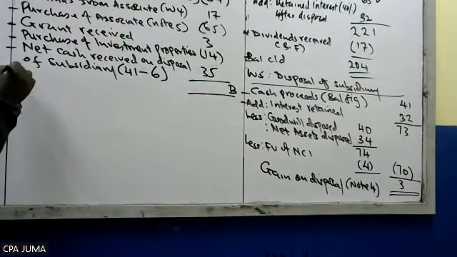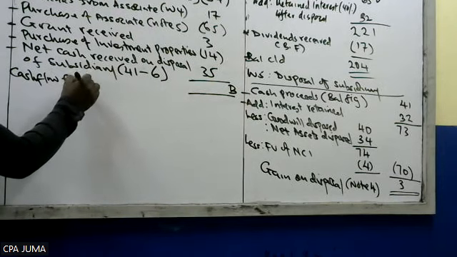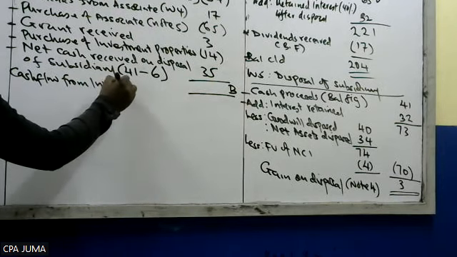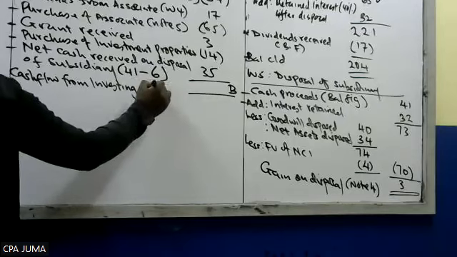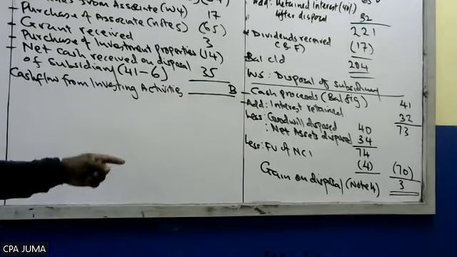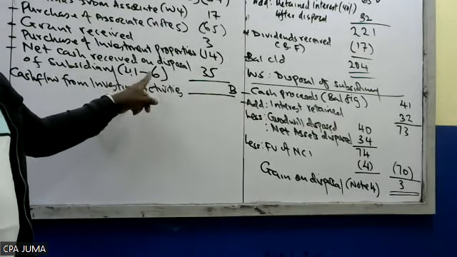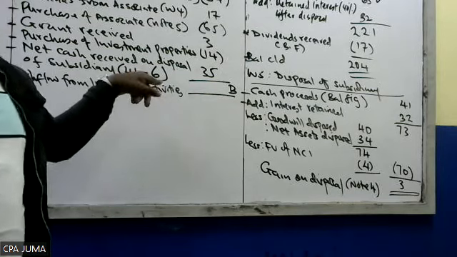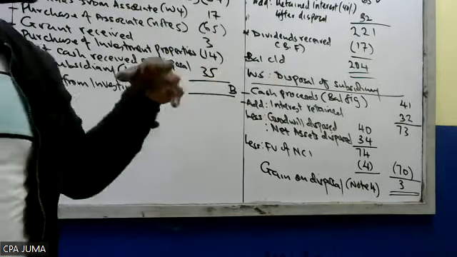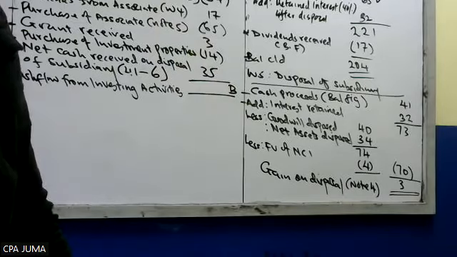And this is cash flow from investing activities. I know you will forget where the six is coming from, so you can write it somewhere. The six is the cash and cash equivalent they sold. So they received 41, but they gave out six. So in net, they received 35.